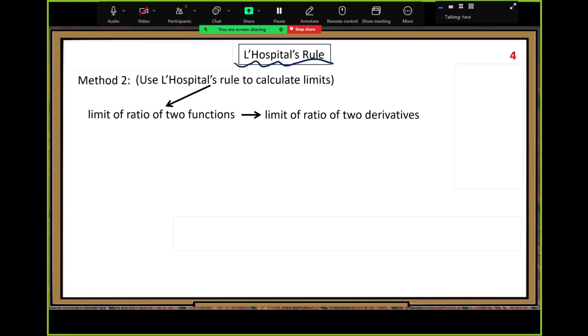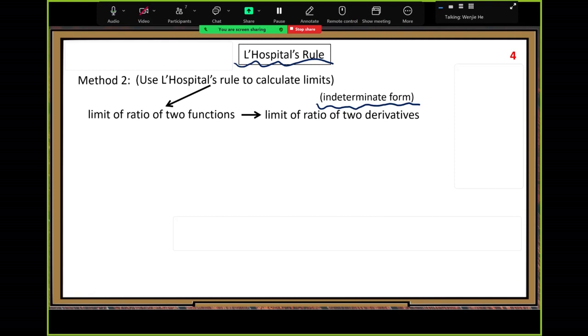So here, we use L'Hopital's rule. But before you apply it, you need to check the condition. If the condition is not right, you cannot apply L'Hopital's rule. The condition is that the ratio should take the form called an indeterminate form. If the ratio is not an indeterminate form, then you cannot apply L'Hopital's rule.